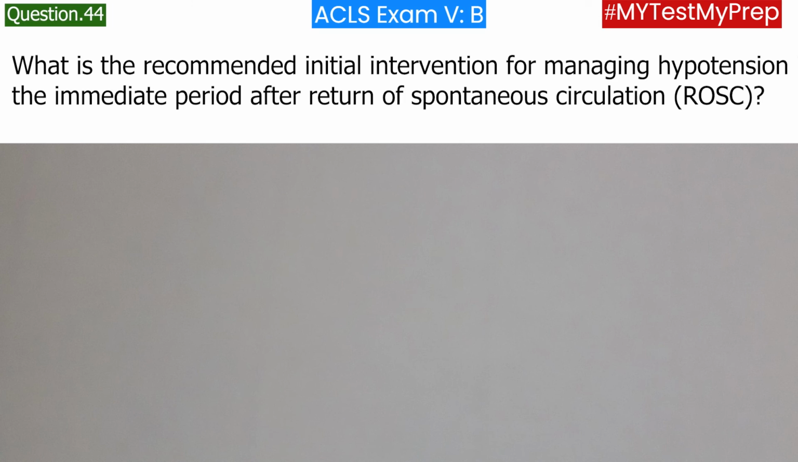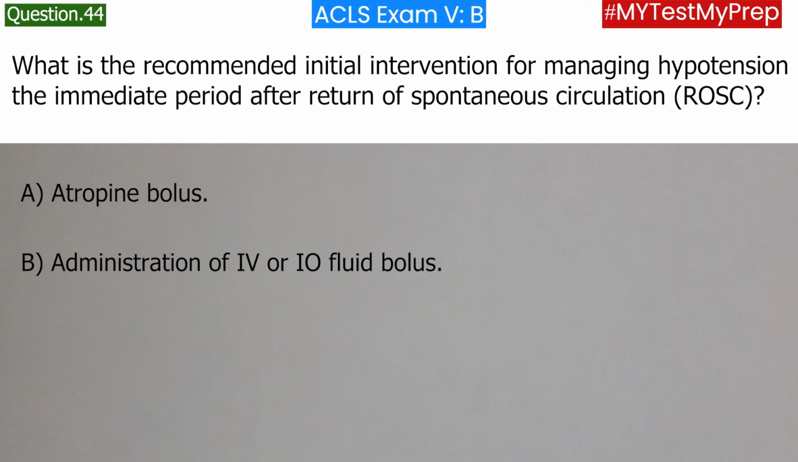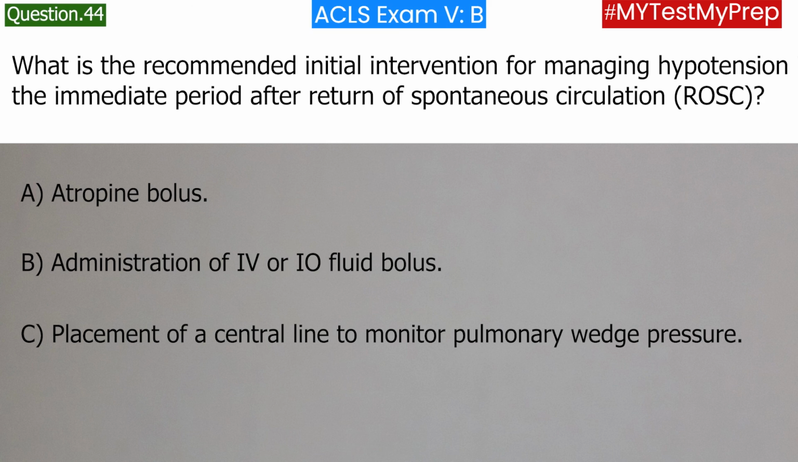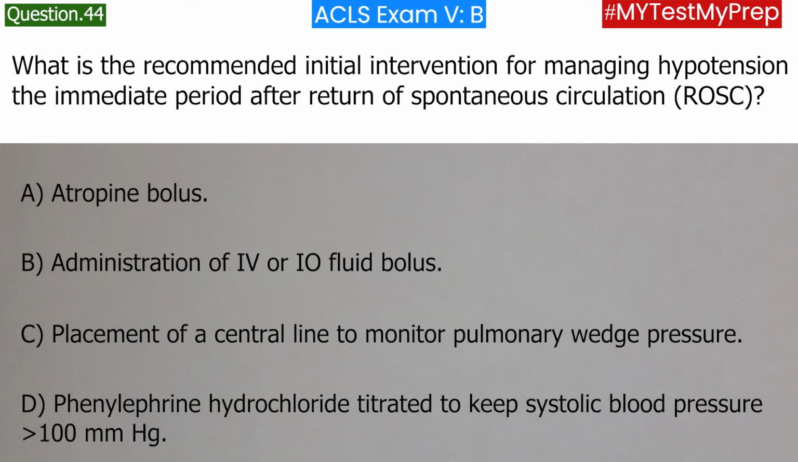What is the recommended initial intervention for managing hypotension in the immediate period after return of spontaneous circulation, ROSC? A. Atropine bolus. B. Administration of IV or IO fluid bolus. C. Placement of a central line to monitor pulmonary wedge pressure. D. Phenylephrine hydrochloride titrated to keep systolic blood pressure greater than 100 mm of mercury. Answer: B. Administration of IV or IO fluid bolus.